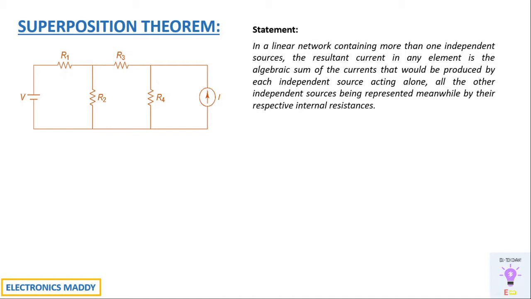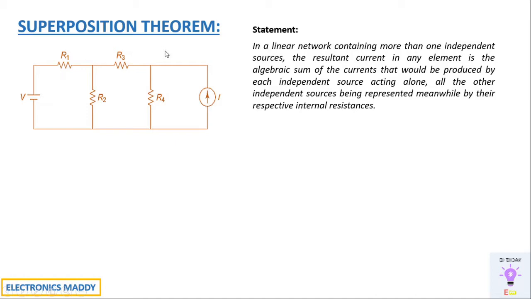If they have asked us to find current I4 through R4, we'll consider one source acting at a time, and the other source will be represented by an open circuit or short circuit depending upon the type of source. So in this case, we'll consider V alone and represent the current source by an open circuit, and we'll consider I alone and represent V by a short circuit. Two separate cases will be considered, and the currents found in each case will be added. So what is the superposition theorem?